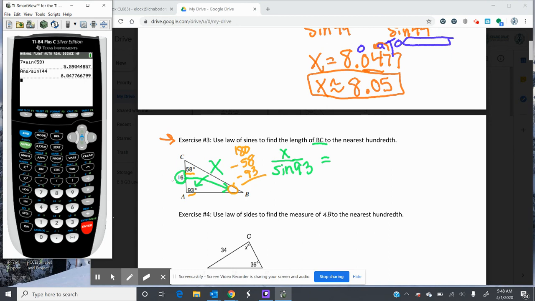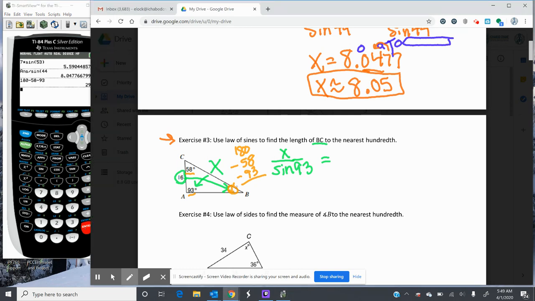So remember, if you're circling your angles and drawing an arrow to the opposite angle, if you're circling your side and drawing an arrow across, you'll always be using the right angles. So 180 minus 58 minus 93 gives that this angle is 29 degrees. So here, going back into our ratio, we have x over sine 93 equals our side 16 over sine of 29.